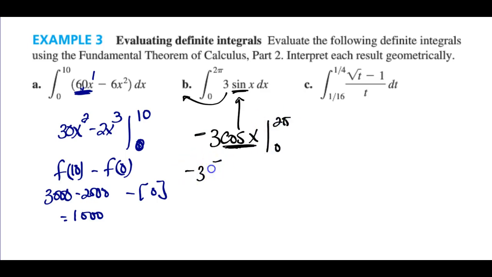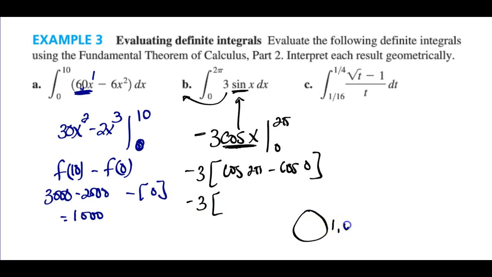I would recommend just popping out the 3, so it's really the cosine of 2 pi minus the cosine of 0, and of course you need to know unit circle. So this is negative 3, and unit circle would be the cosine would be 1 minus 1 because I'm in the same position, and of course that's negative 3 times 0 or just 0.